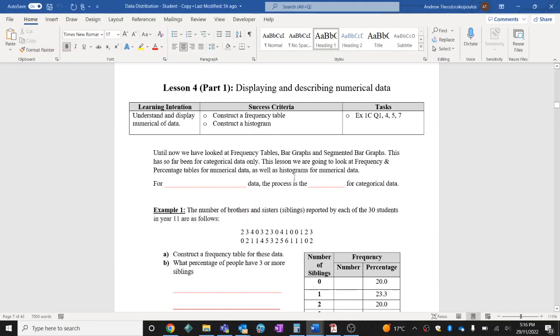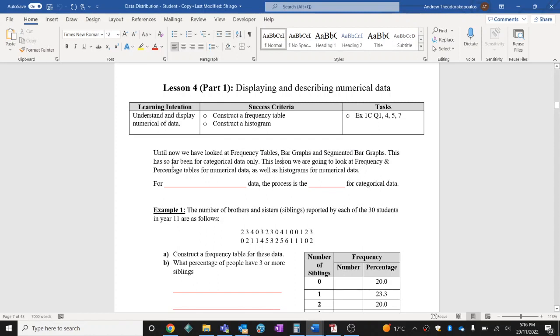Hey, Year 12. So this is lesson 4, part 1, and we're going to go through displaying and describing numerical data. The previous lesson was about categorical data. Now we're going to focus on numerical. So until now, we've looked at frequency tables, bar graphs, segmented bar graphs. That's what we did in the previous lesson. And this has so far been for categorical data only.